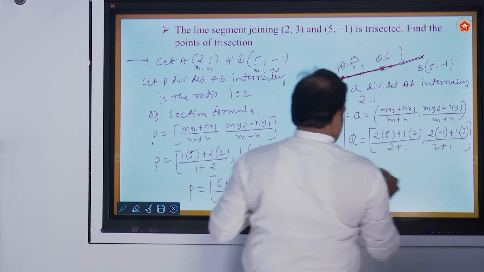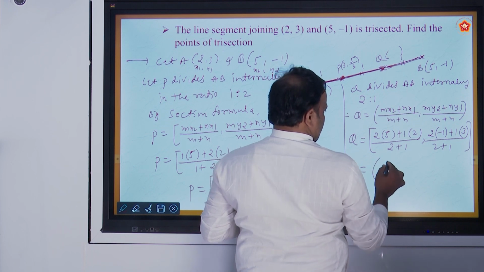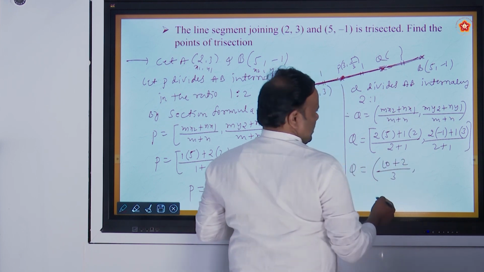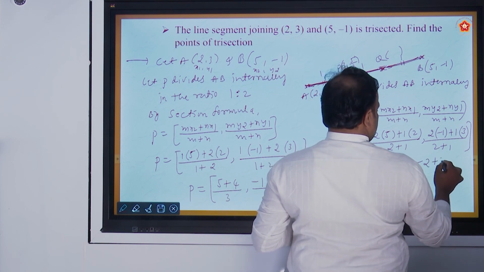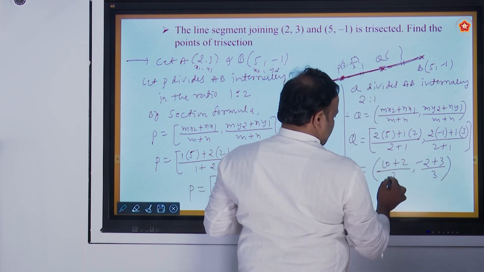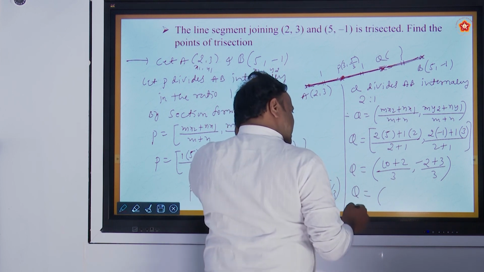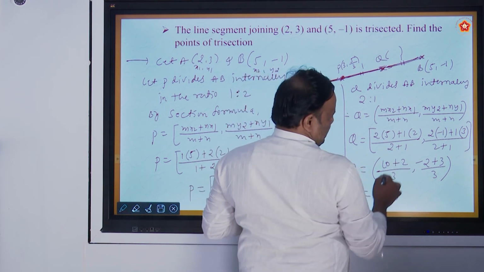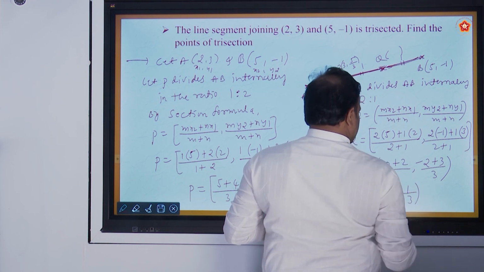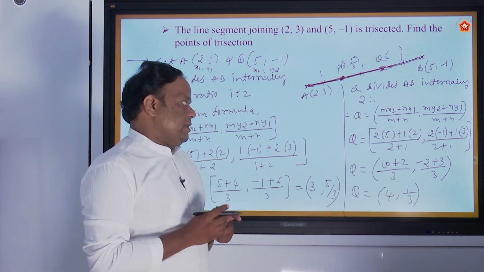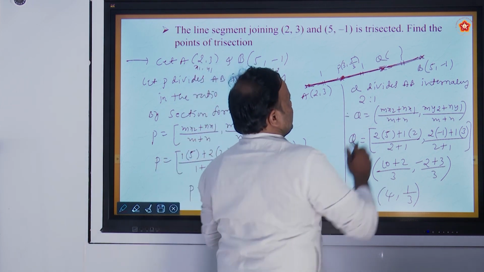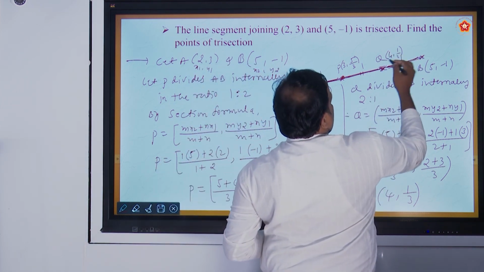Simplification. So Q equals 2 into 5 is 10, plus 2, by 3, comma minus 2 plus 3, divided by 3. So Q is 12 by 3, which is 4. 10 plus 2 is 12, by 3 is 4. And this is 1 by 3, since minus 2 plus 3 is 1, by 3. So the Q point is (4, 1/3).